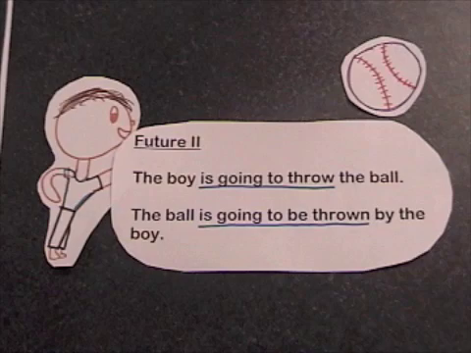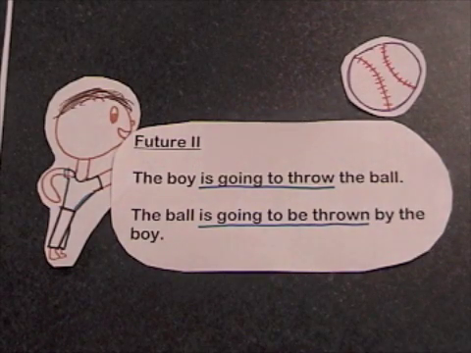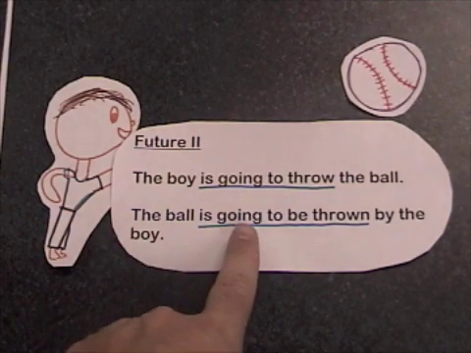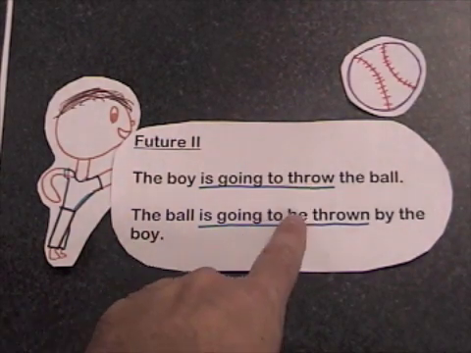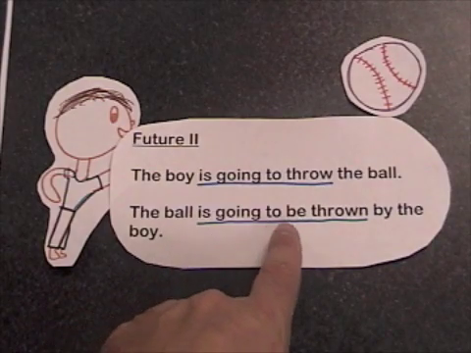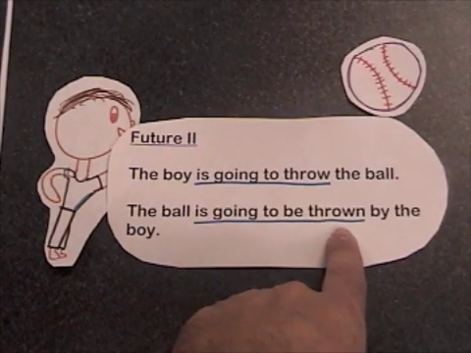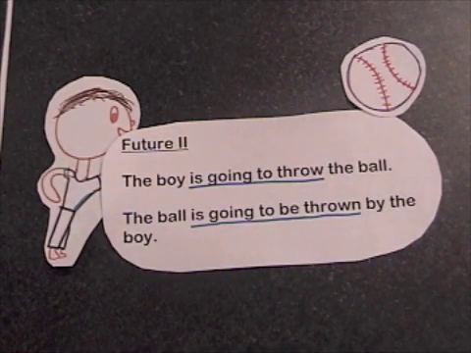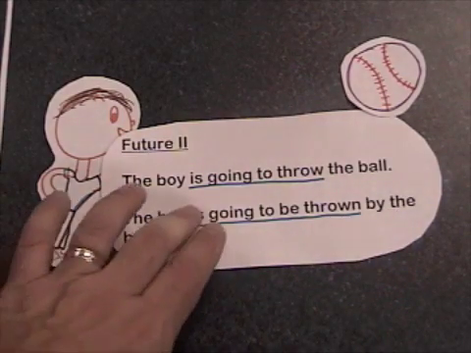The other way of making the future tense is with "is going to" or "be going to." The boy is going to throw the ball. Instead of throw, we use be. The ball is going to be. We add our past participle "thrown by the boy." The ball is going to be thrown by the boy.